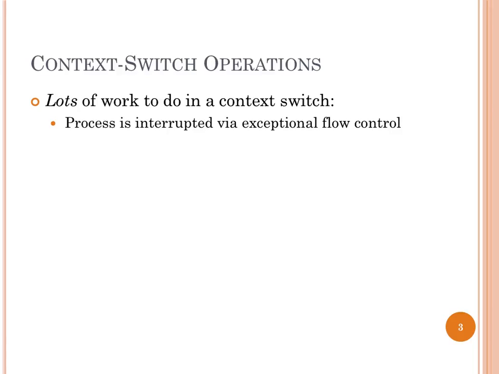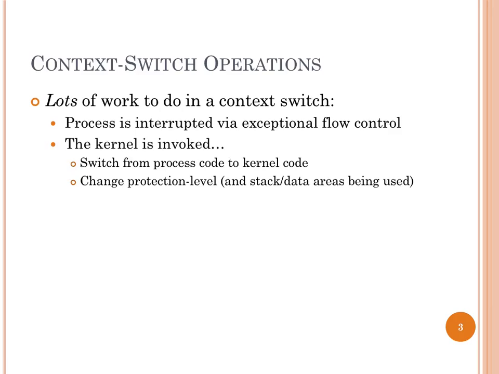First of all, interrupt dispatch has to occur. The process is interrupted via exceptional control flow. Remember all the steps in that. If we're in user mode, we have to switch to kernel mode. That means we're switching stacks. We've got to enter into the kernel. That means we're saving the process's context. We're doing a lot of things. So we switch from process code to kernel code. There's maybe 20, 30, 40 instructions that are always run when you enter into the kernel that do this stuff automatically.